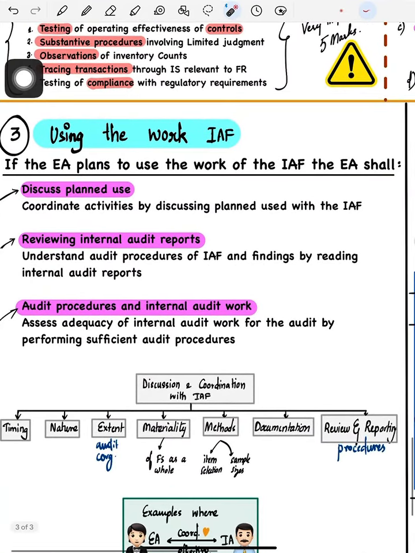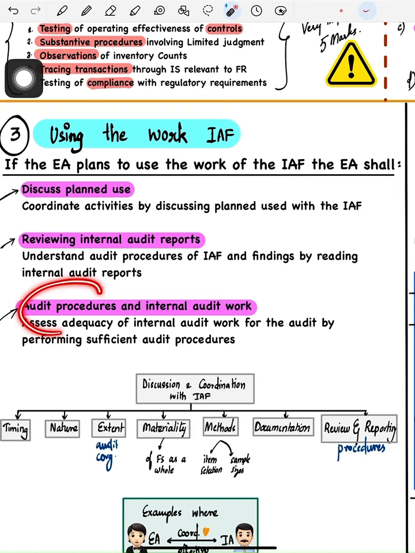If the external auditor plans to use the work of the internal audit function, the external auditor shall discuss the planned use. First, he will discuss the planned use with the internal auditor: this is your work and I am planning to use this in these areas. So they coordinate activities by discussing the planned use with the internal audit function. Then they review internal audit reports, understanding the audit procedures of the internal audit function and its findings by reading the reports. On the basis of that, they are using the work.